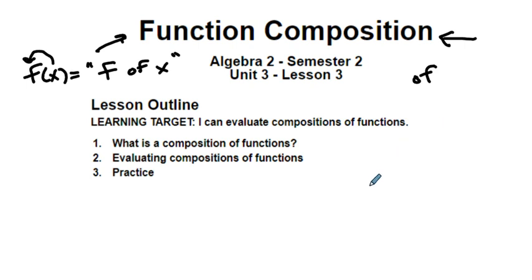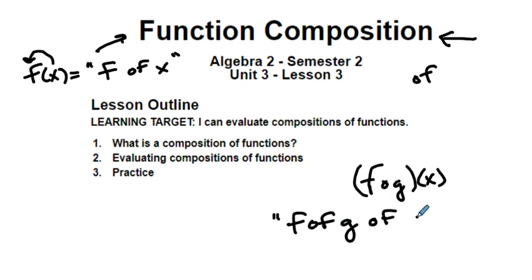You're going to see this notation that looks like the word "fog," but then you'll see an x after it, and that x tells you we're not talking about fog. We are talking about a composition of functions. The way we say this is f of g of x. You read it left to right, but you actually work right to left, so you're working backwards.